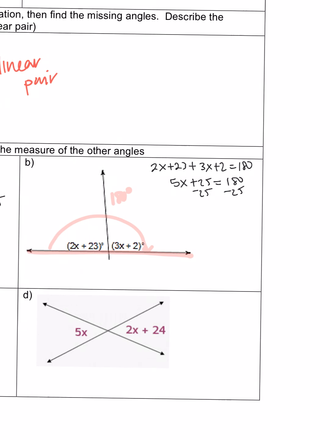Subtract 25 from each side. We get 5x equals 155. If I divide by 5 on each side, x equals 31. Let's plug 31 back into each angle to find out that particular measure. 2 times 31, that's 62, plus 23, 85 degrees. 3 times 31 plus 2, 95 degrees.